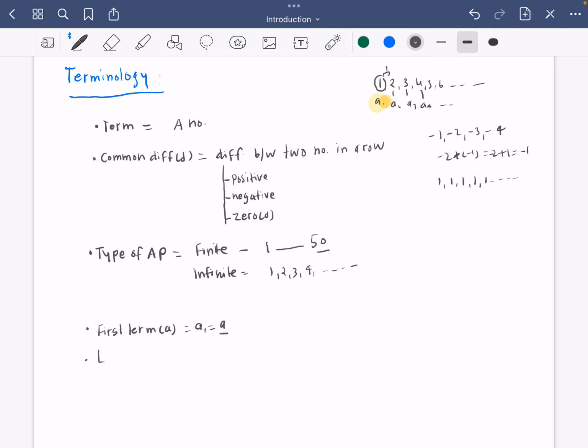And the last term is not always there. It's denoted by L, but if it's a finite AP, you're going to have a last term, and here the last term is 50. So you're going to have a last term for a finite AP. It's the final term in a finite AP. That's what the last term means. So these are the terms that we are going to use in arithmetic progression.